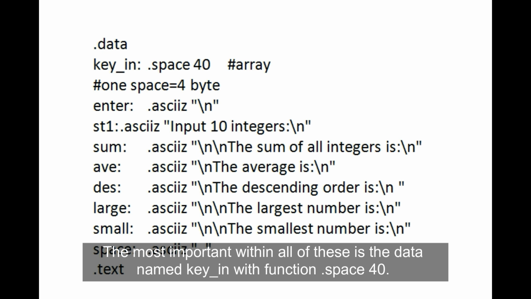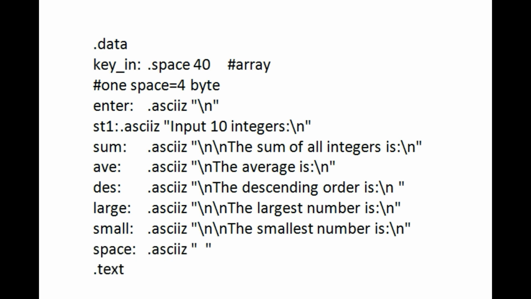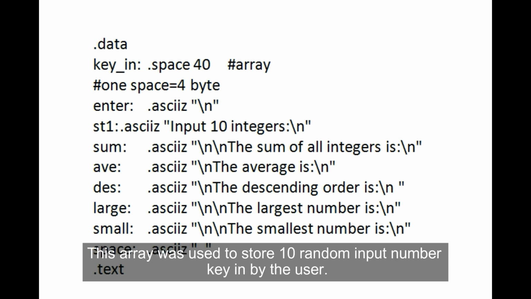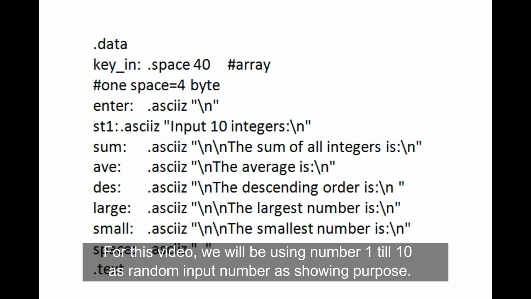The most important within all of this is the data name key in with the function space 40. It is an array with 10 addresses. This array takes up 40 space since each address takes up space of 4 bytes. This array was used to store 10 random input numbers keyed in by the user. For this video, we will be using numbers 1 until 10 as random input numbers for showing purposes.